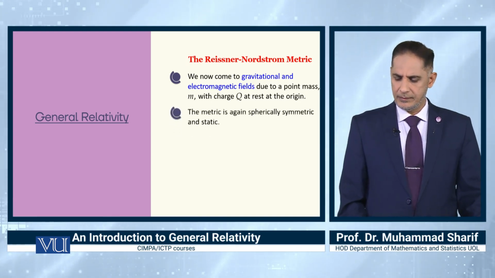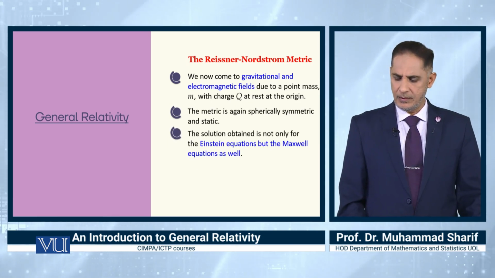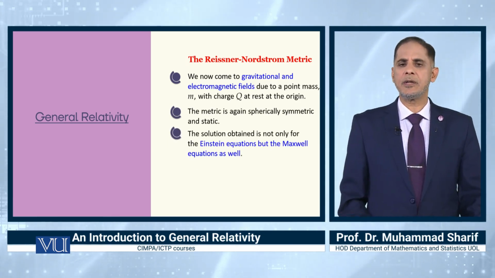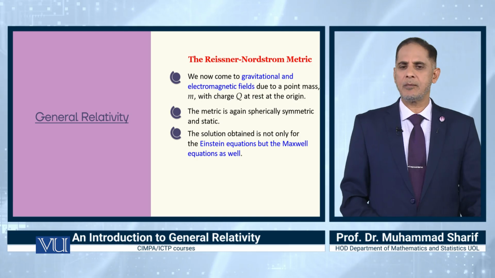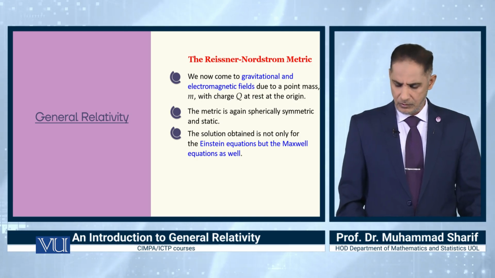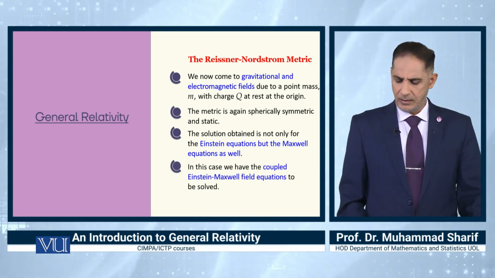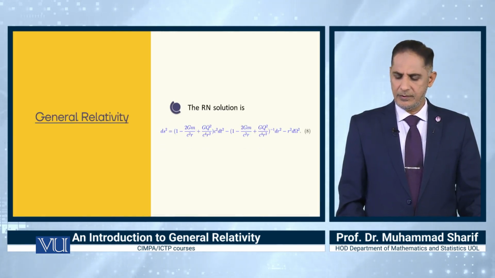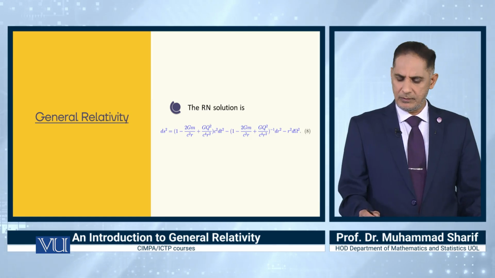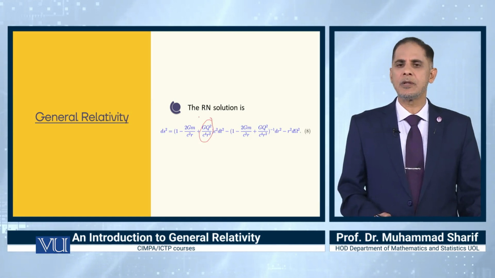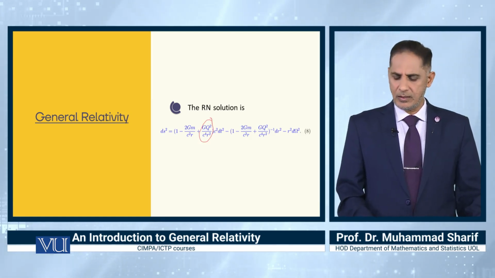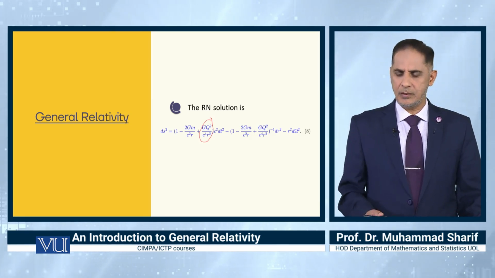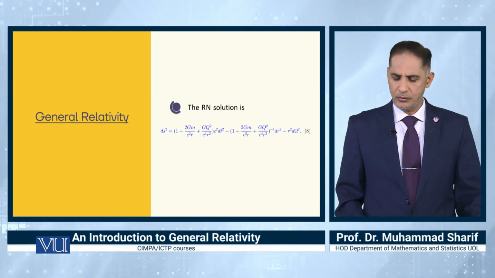So, the metric is given here. Obviously, here we are considering the coupled Einstein-Maxwell field equations to write down the solution, and the solution is given here. This is the RN solution. Here, this is the extra term which is coming due to the charge. So, here Q is the charge; if you make Q equal to 0, this reduces to the Schwarzschild solution.